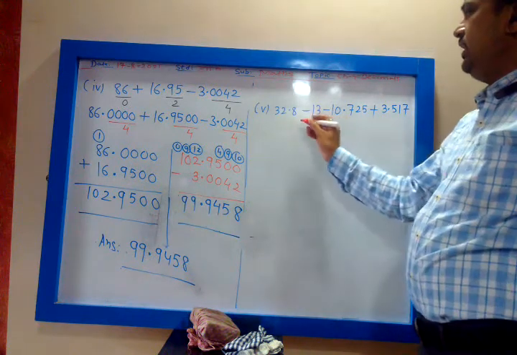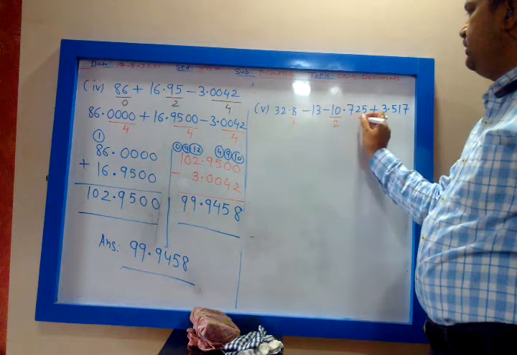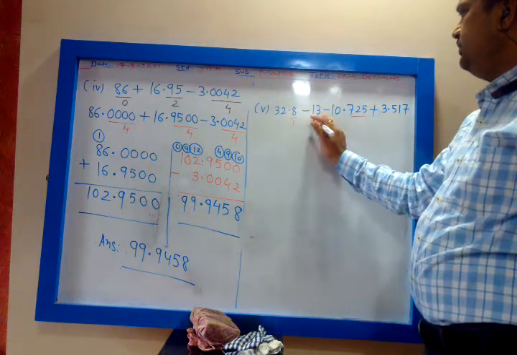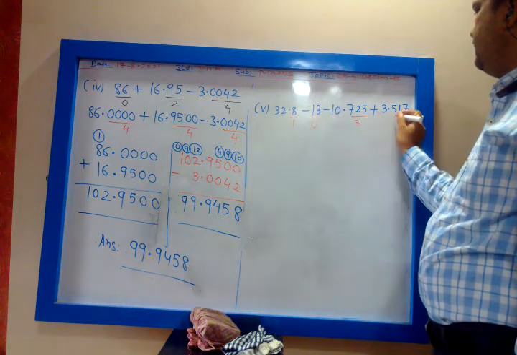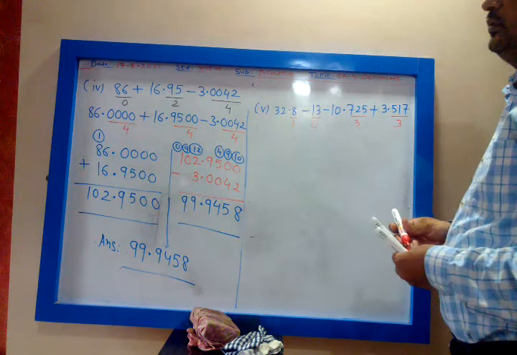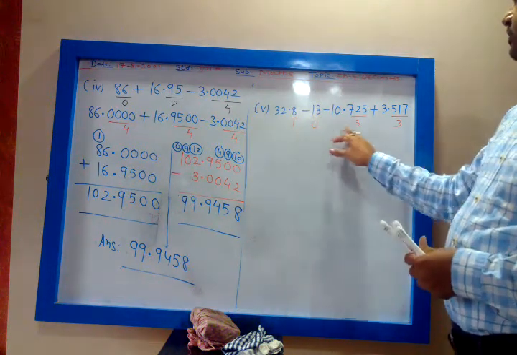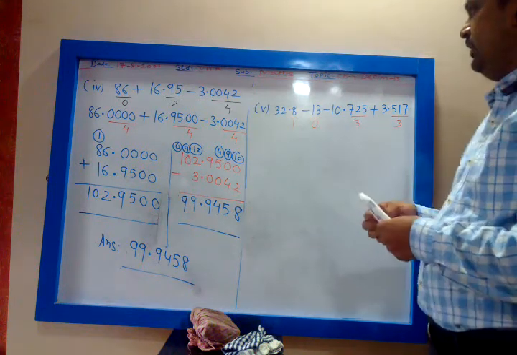First you check whether they are like decimals. Decimal place 1, decimal place 2, decimal place 3, decimal place 0, 13, decimal place 3, decimal place 3. So they are unlike decimals. Maximum decimal place is 3, so you make 3 zeros at the right side.